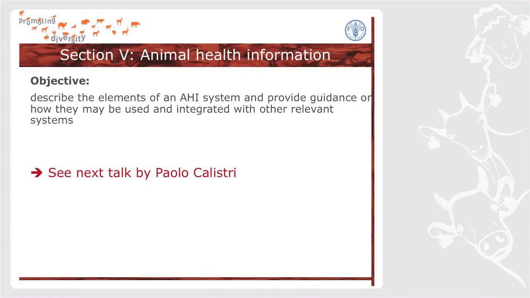Section 5 of these guidelines deals with animal health information. Here also the purpose is to describe the elements of such a system and provide guidance on how they may be used and integrated with other relevant systems. I will not talk about this because this is what Paulo will be describing to you later.